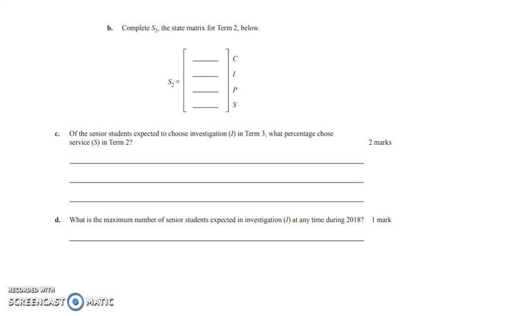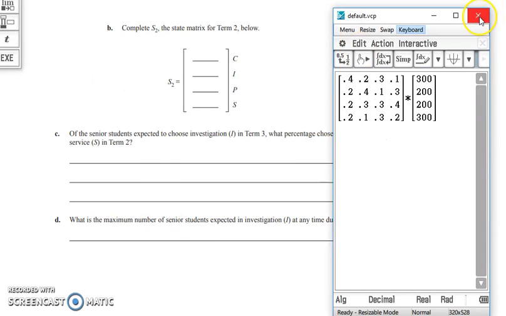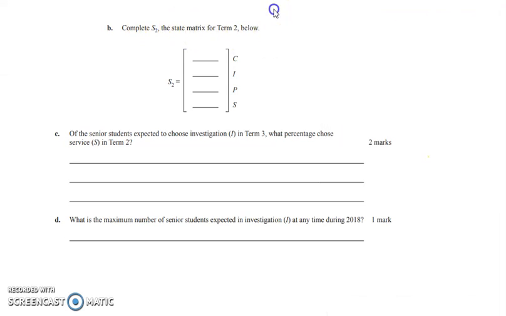So if we just go to our next page and we find out how many would be S2, it comes up with the answer here, 250, 250, 300, and 200. So those are the values of those participating in the activities in S2. So let's fill in this information here. So we have 250, we have 250, we have 300, and we have 200.